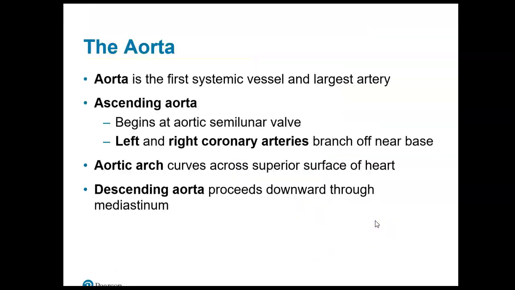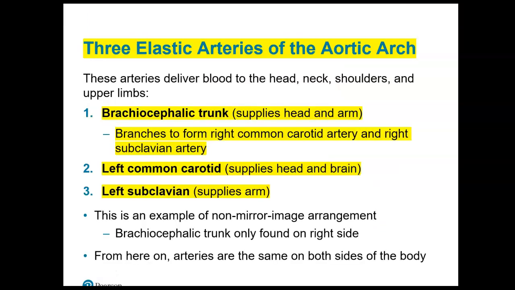So the veins are pretty much the same. A couple of ones that I want to mention to you. The brachiocephalic trunk supplies the head and the arm. It branches to form the right common carotid artery and the right subclavian artery. The left common carotid supplies the head and the brain, and the left subclavian supplies the left arm.